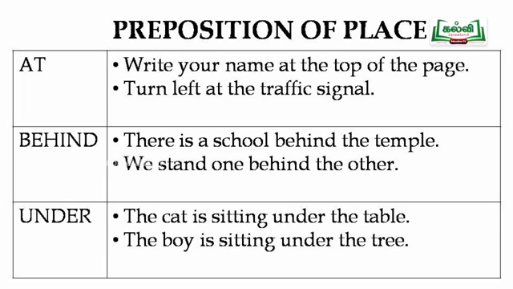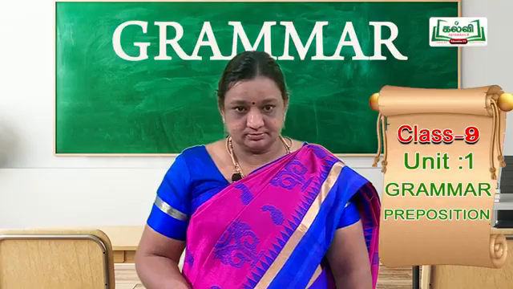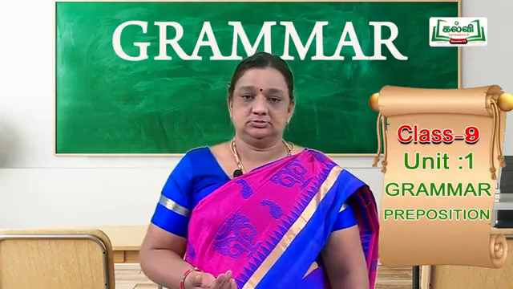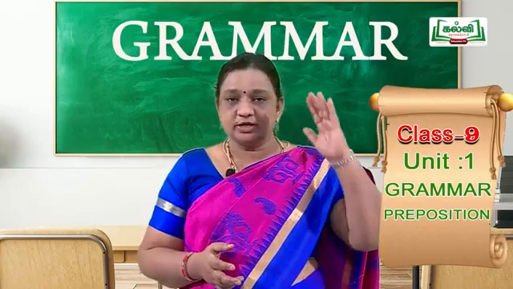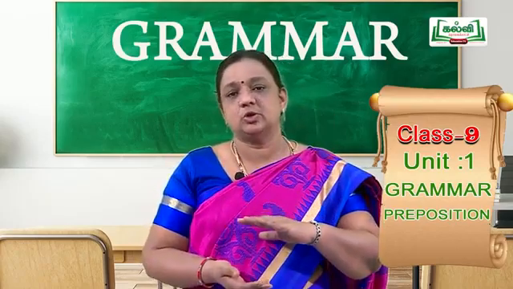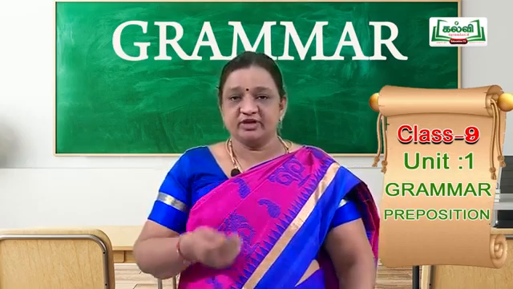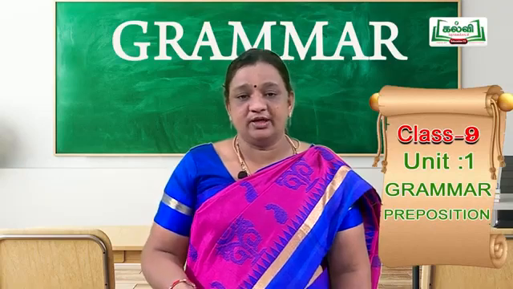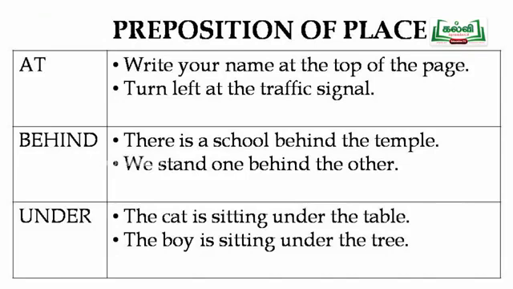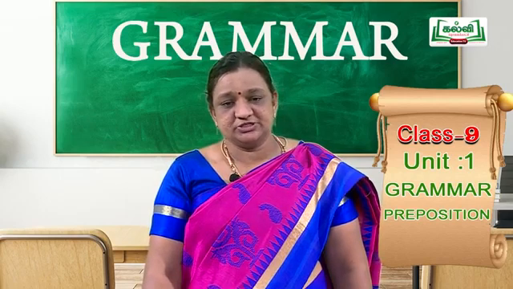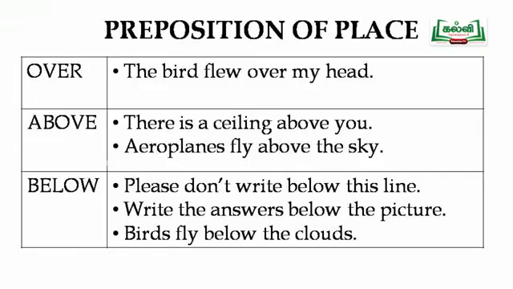Under is a preposition we use to say when a thing is at the bottom or at the lower level of the other thing. Two things are there. One is on the upper level and the other one is on the lower level. We use under when we talk about the thing on the lower level. The cat is sitting under the table. The boy is sitting under the tree. Going to the next preposition, over.